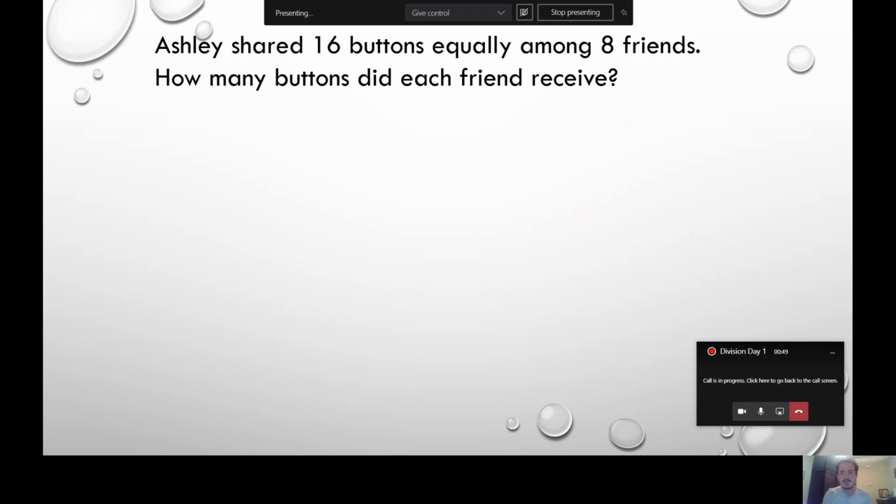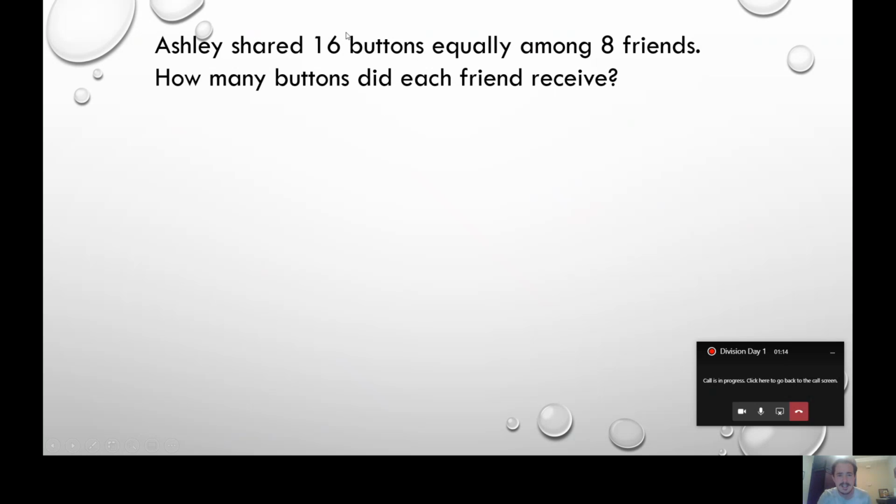So let's talk about what this would look like when we're given a word problem. The word problem says, Ashley shared 16 buttons equally among 8 friends. How many buttons did each friend receive? Remember, we're not just adding 16 plus 8. We're not just subtracting 16 minus 8. We're really thinking about what this problem means, and we're going to be representing it using a model.